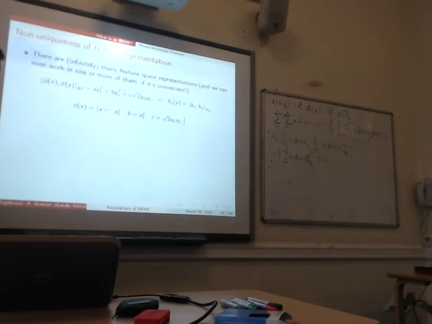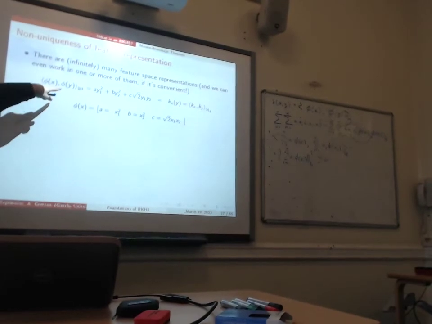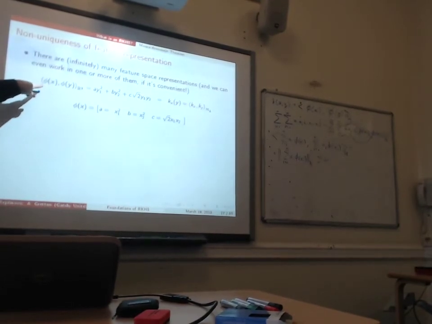Okay. So going back to this non-uniqueness of feature representation issue, we've seen that there are many feature space representations of a kernel, and we can work in one of them. So it could be convenient to think about kernels in that way. But we've also seen by the Moore-Aronszajn theorem that the RKHS representation is unique. So how is that possible? So consider that example again. So we've had this representation in terms of 3 vectors. So let us now consider this expression as a function in y.